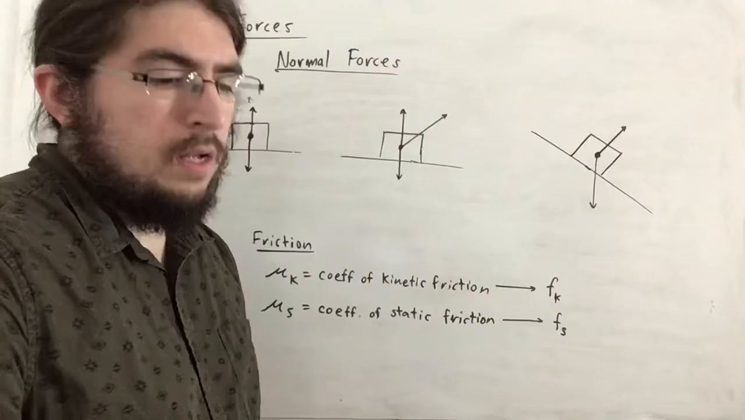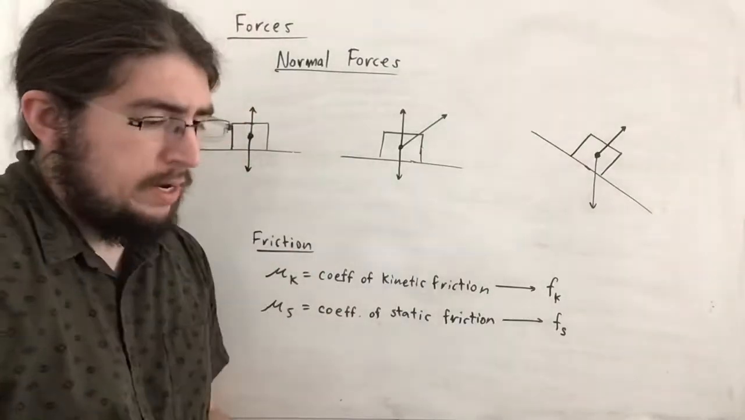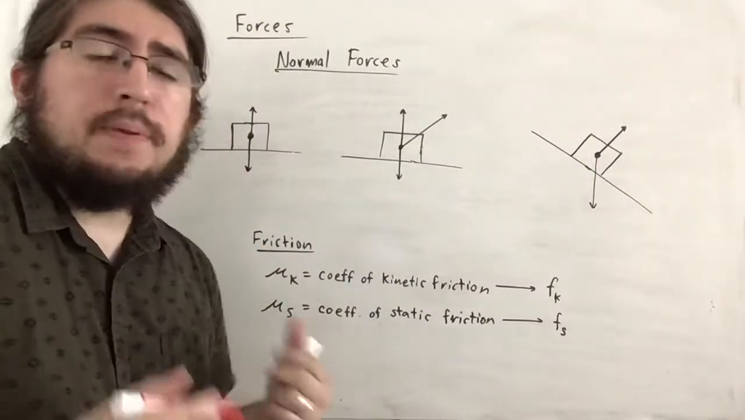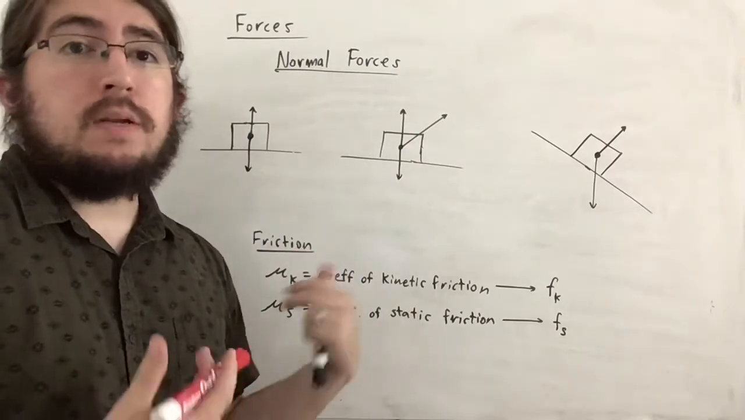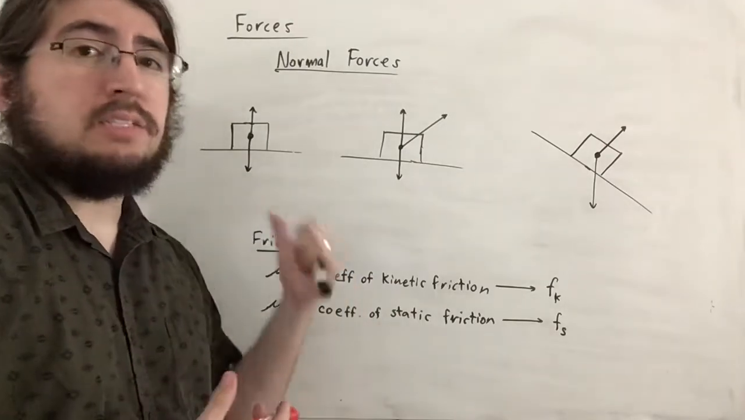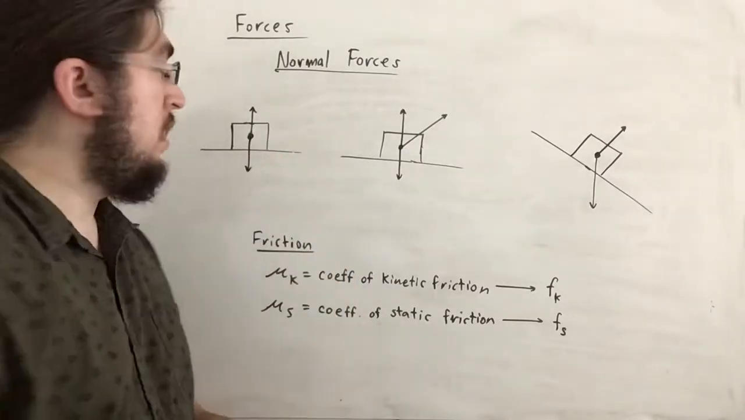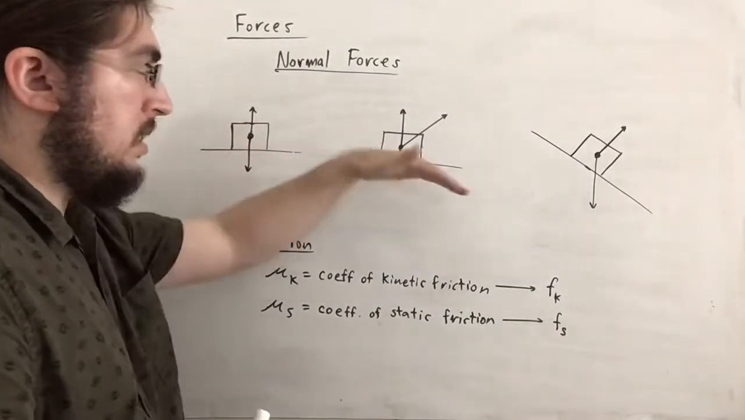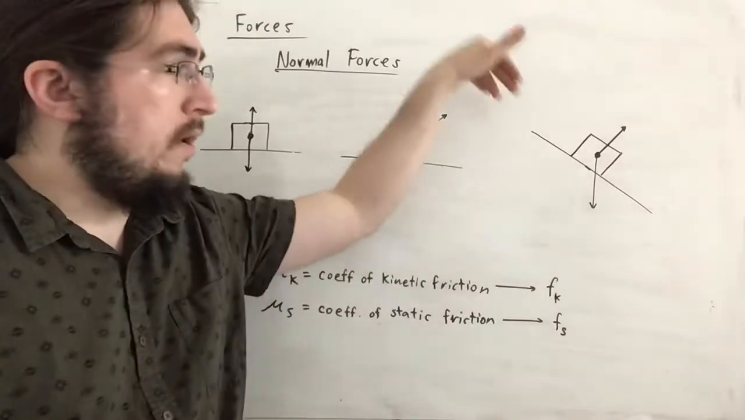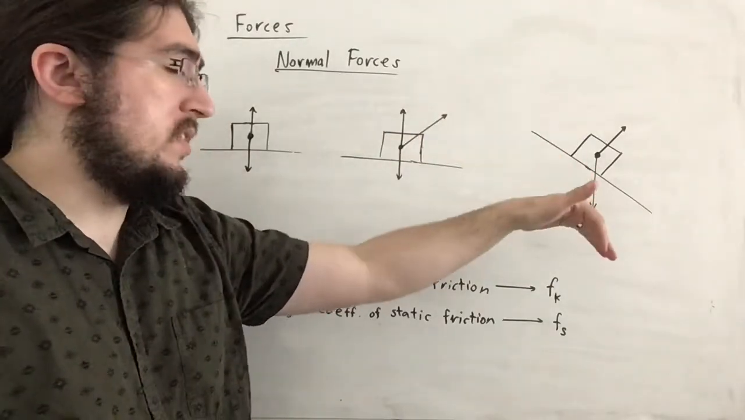All right, so what I want to talk about right now is what is called normal forces. And the best way of understanding normal force is basically it's just the force that opposes gravity so that something has no vertical movement. So we have three different cases here. We have these two cases where you have an object that's on a level surface, and the last case where it is not on a level surface, it's on a slope surface.